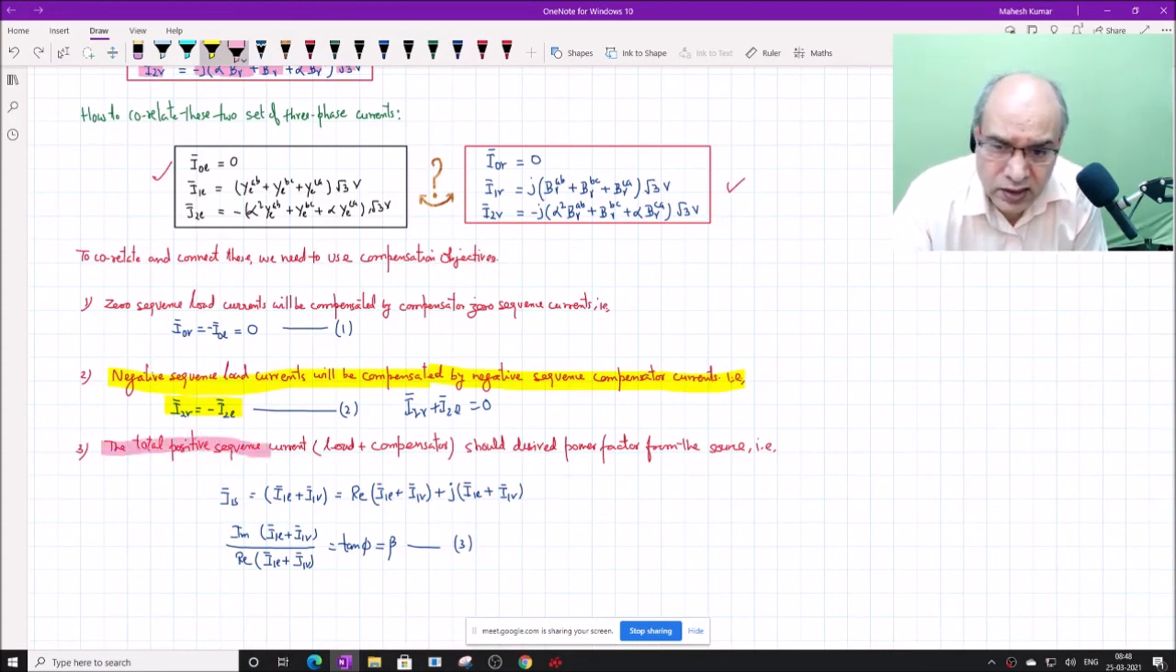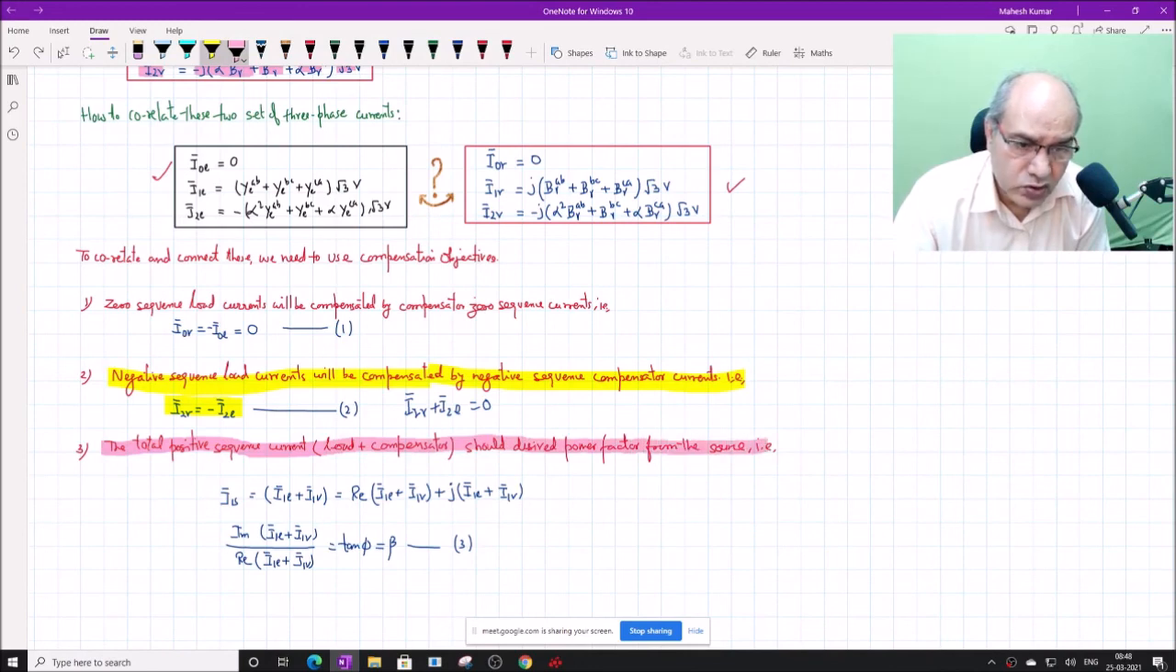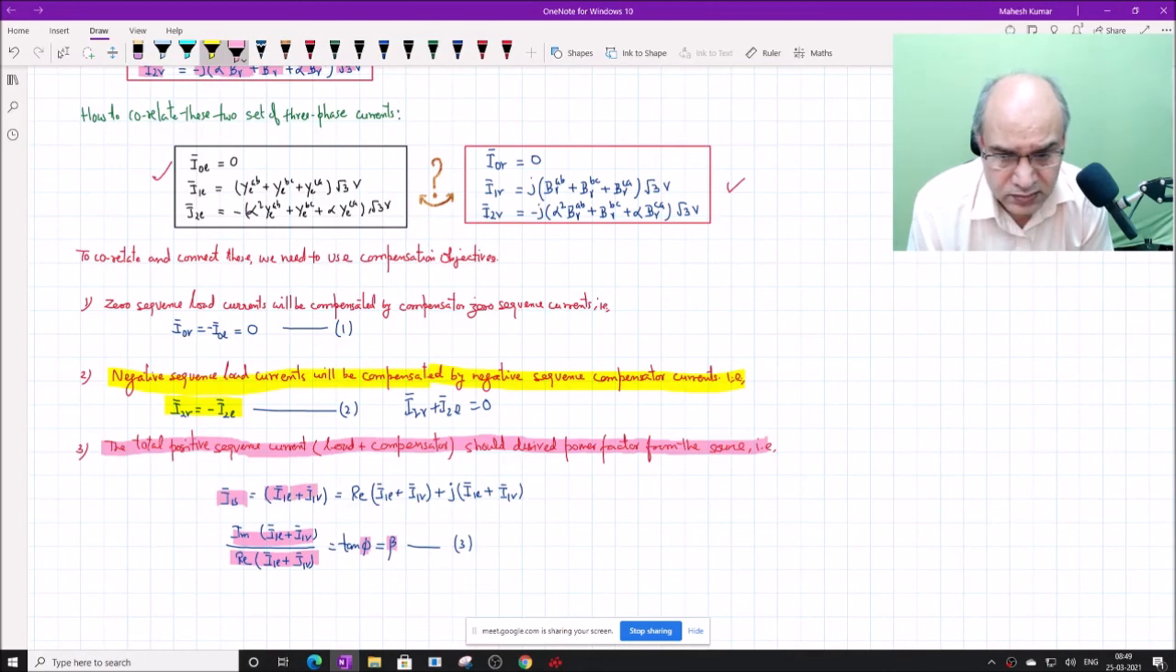Total positive sequence current, that is load plus compensator, should be giving the system a desired power factor from the source. That means that imaginary of I1L plus I1 gamma divided by real of I1L plus I1 gamma must be equal to tan phi, the desired power factor from the source, or equal to beta for a given power factor. Okay, what is the net positive sequence component from the source? That is I1S equal to I1L plus I1 gamma, or minus I1 gamma depending upon the direction you take for the current for the compensator.